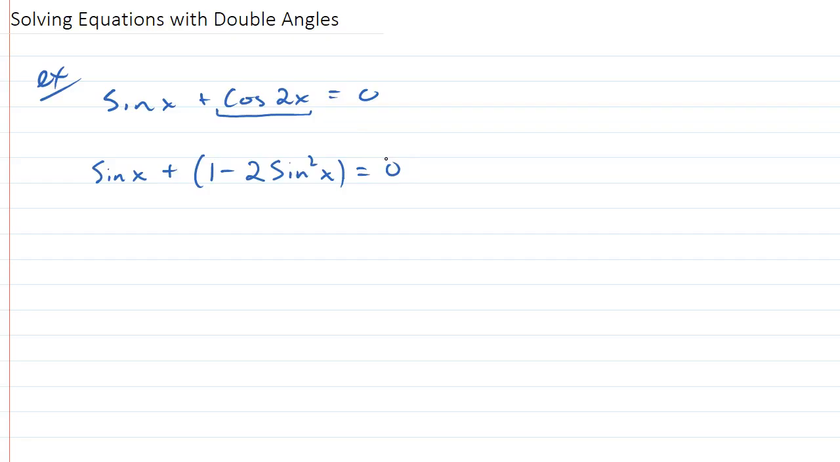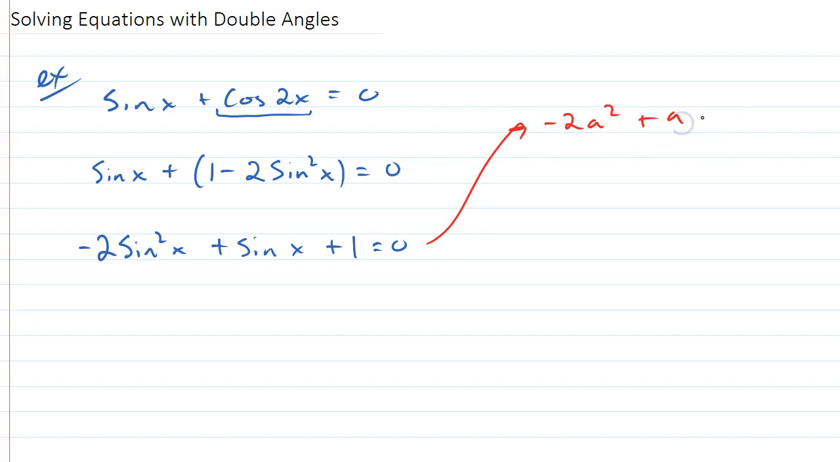Alright, now I'm going to rewrite this. I don't need the parentheses because there's nothing to distribute, and I'm going to write it in standard form. Now I'm going to think of this as negative 2a squared plus a plus 1 equals 0. And the best way I think to deal with this negative coefficient in the front is to take it out and factor when there isn't one. So you can ignore the negative and just factor this part now.